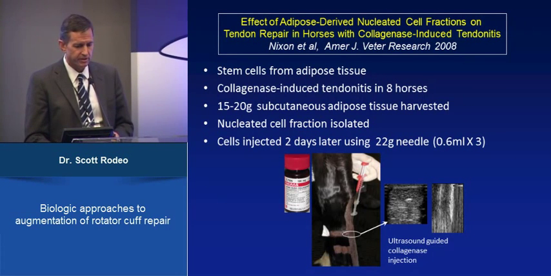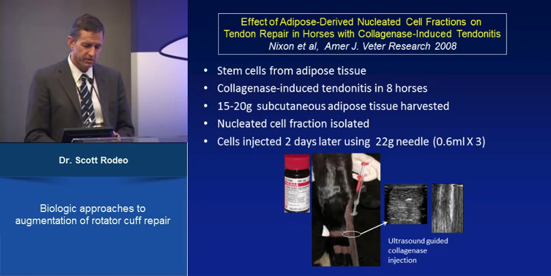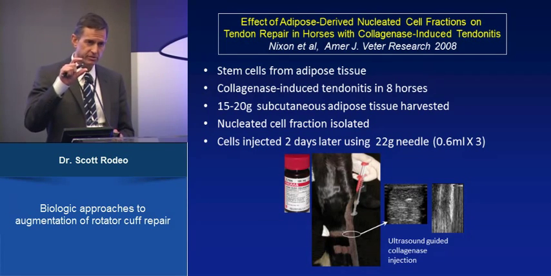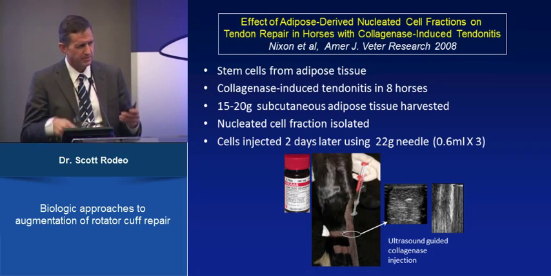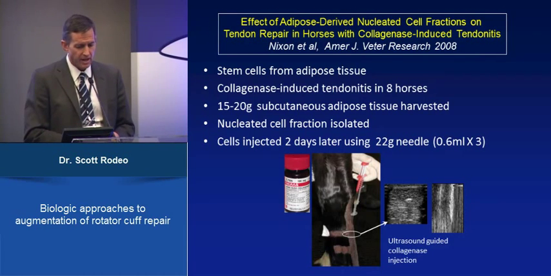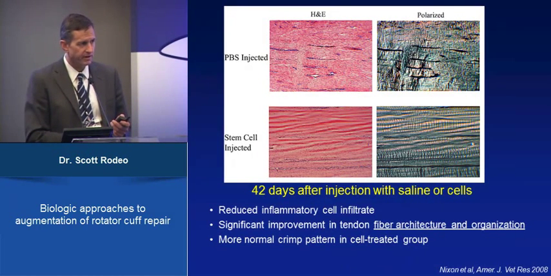Just to show some of the potential here, Alan Nixon at Cornell University has used a horse model. He used a collagenase-induced tendinitis. You essentially take a flexor tendon in the horse, inject some collagenase, and you get a tendinitis-like condition in the tendon. Then he used adipose tissue and isolated the nucleated cell fraction, so stem cells, and he injected these cells two days later into these collagenase-induced tendinitis lesions. And what he finds is quite interesting.